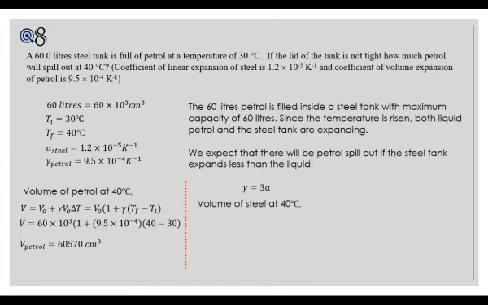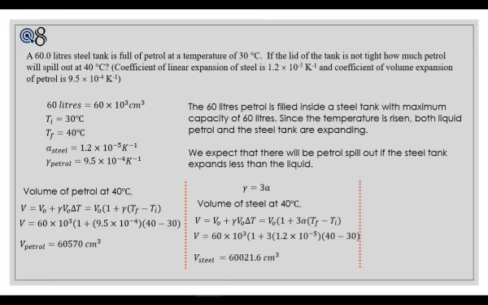Next, you should know that the value of the coefficient of volume expansion is 3 times the value of linear expansion of the same material, which means gamma equals 3 alpha. So the volume of steel at 40 degrees Celsius, we can get it as 60,021.6 centimeter cube.